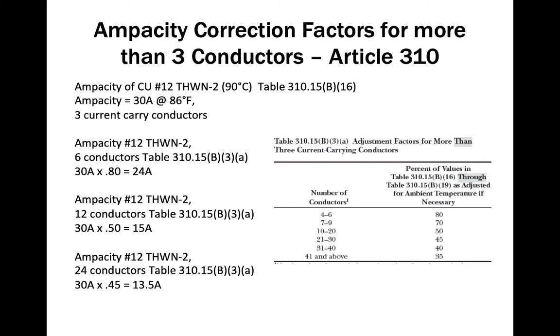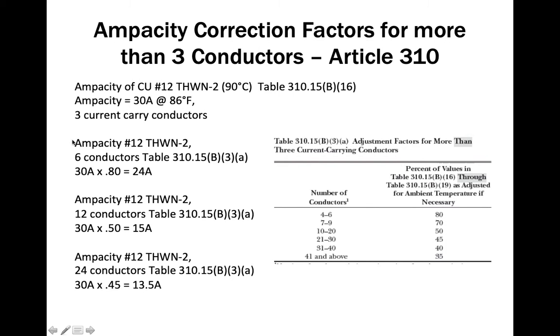Next, I'm keeping temperature the same. Ambient temperature is fixed at 86 degrees Fahrenheit, but I'm increasing the number of current carrying conductors in the pipe. So I'm still using a number 12 copper. It's still ampacity rated at 30 amps. I still have a 90 degrees C insulation, and I'm fixed at 86 degrees Fahrenheit ambient temperature. So in my first scenario, I have number 12 THWN-2, which is a 90-degree jacket.